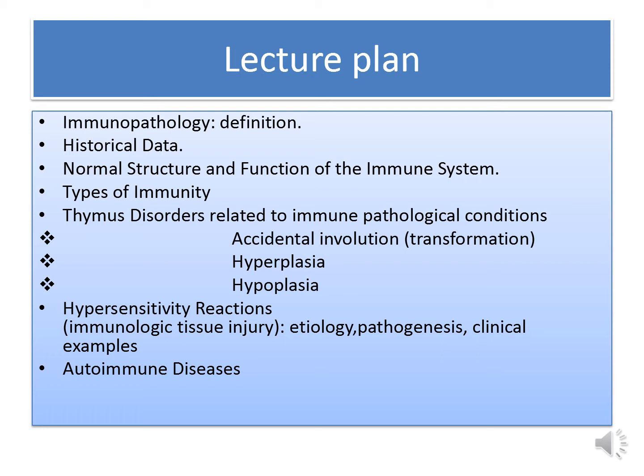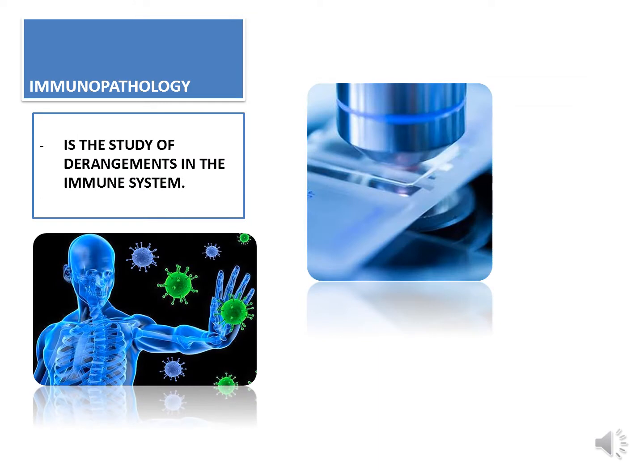We'll start with the definition of immunopathology, historical data, normal structure and function of the immune system, types of immunity, then disorders related to immune pathological conditions like accidental involution or transformation, hyperplasia, hypoplasia. Then we go to hypersensitivity reactions and autoimmune diseases.